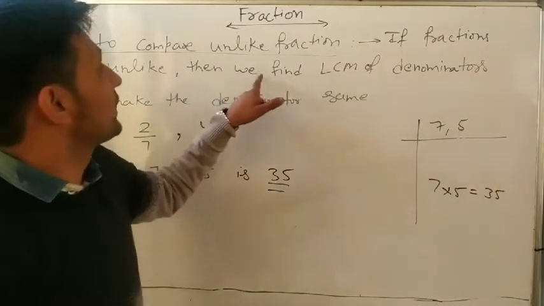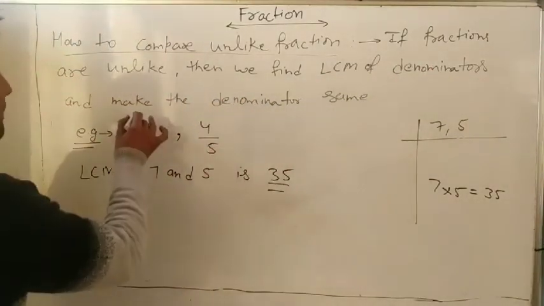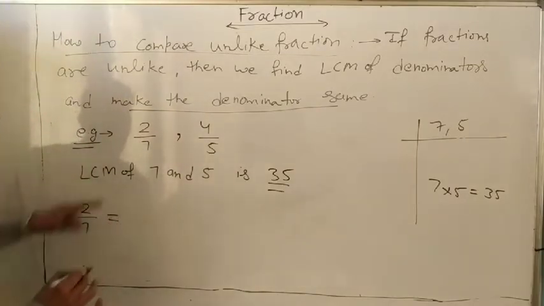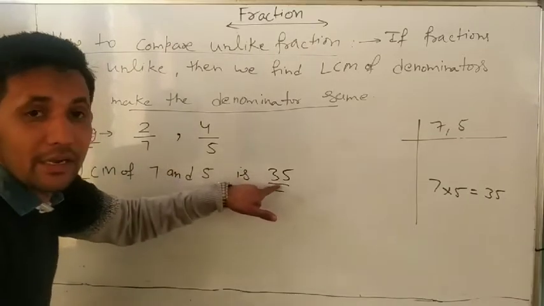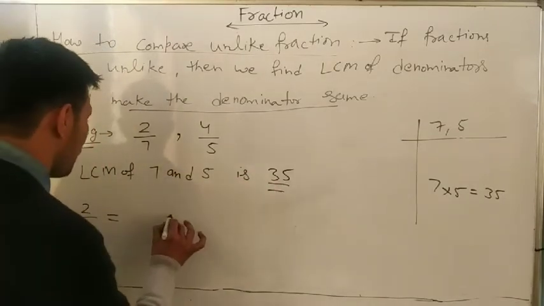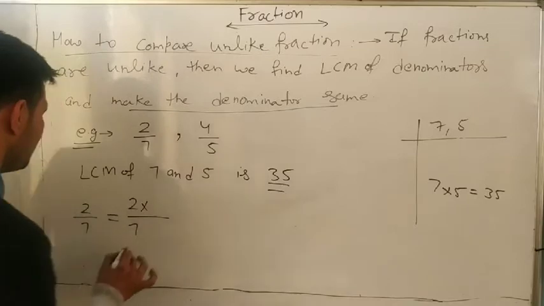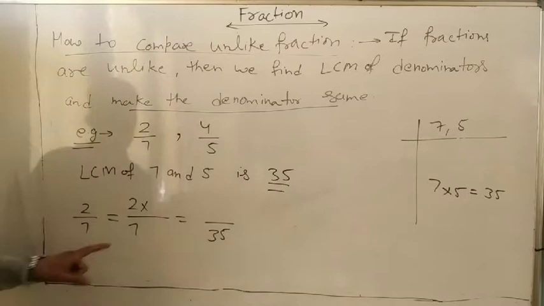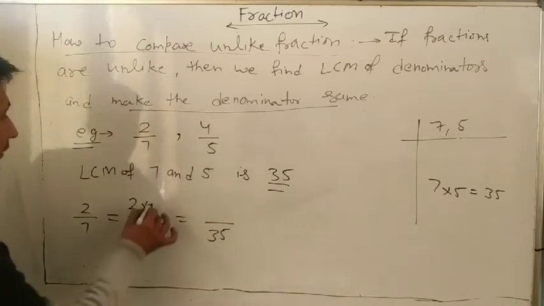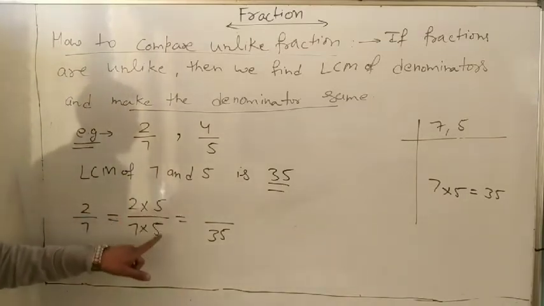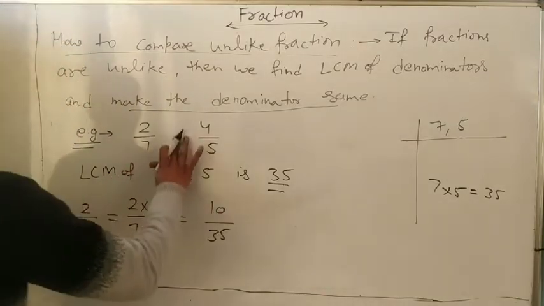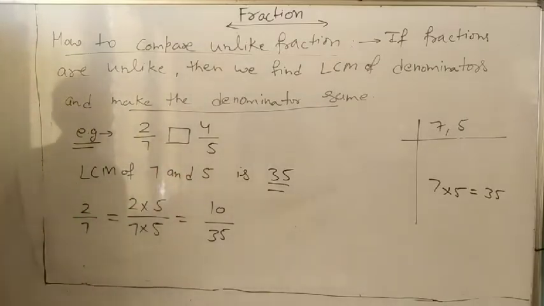Now that we have found the LCM of the denominators, make the denominator the same. So 2 by 7 equals, now the denominator is 7. We will make the denominator 35. Tell me what number you will multiply by 7 to become 35. By 5. So in the numerator also 5. Both multipliers should be the same. So 10 by 35.